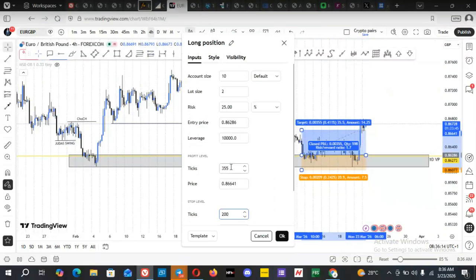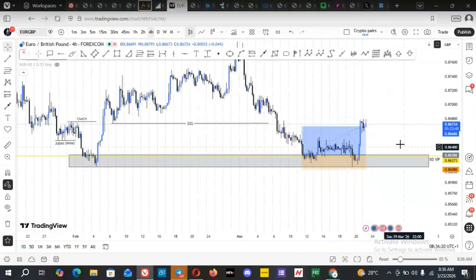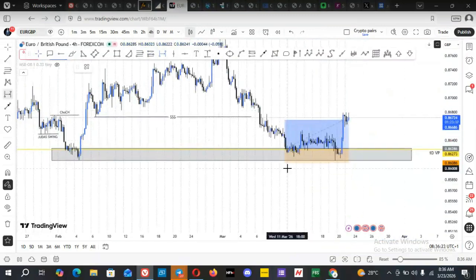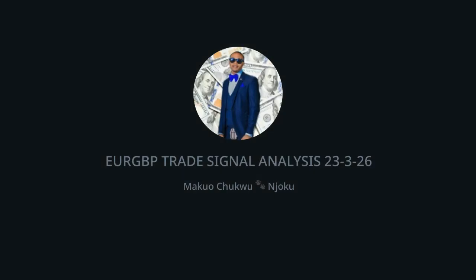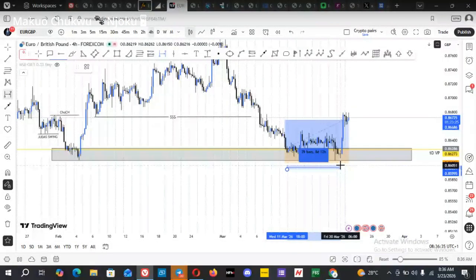Okay, so after we placed our 20 pips stop loss and aimed for a 40 pips take profit, you see that the market, after it activated us on the 11th of March, you still had to wait for an extra 8 days.